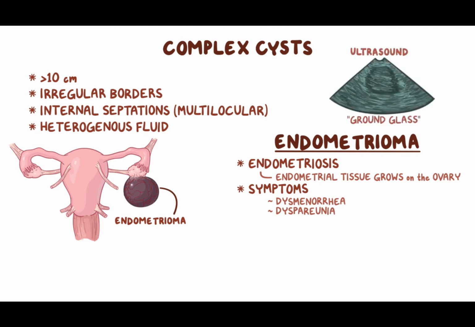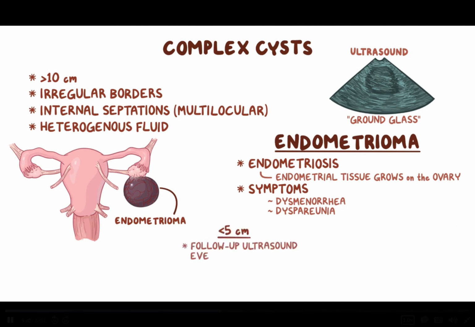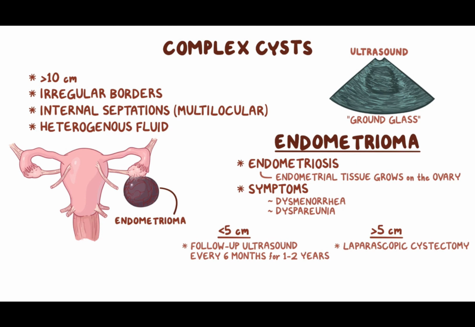Symptoms include dysmenorrhea, or painful menstrual periods, dyspareunia, or pain during sex, and on ultrasound, endometriomas have a ground glass internal appearance. Endometriomas that are smaller than 5 centimeters can be followed up with an ultrasound every 6 months for 1 or 2 years, and after that annually. Endometriomas larger than 5 centimeters, or those that cause significant symptoms, are typically removed via laparoscopic cystectomy. At surgery, endometriomas are sometimes described as chocolate cysts because they contain a brown, tar-like fluid.